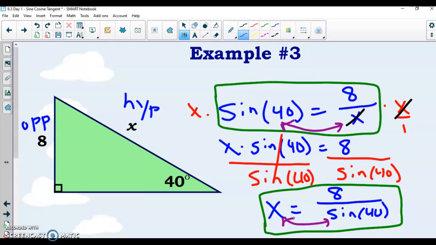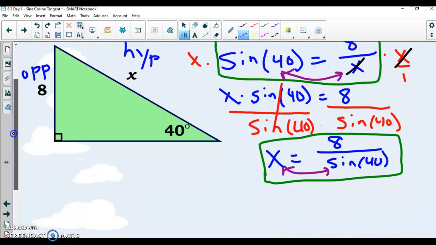So really, when x is on the bottom part of that fraction, we're just switching x with whatever our trig function on the left-hand side is. In this case, it was sine. It could be cosine. It could be tangent. Okay, but that's when x is on the bottom part of the fraction. So then let's go ahead and plug that into our calculator to figure out what x is going to be.